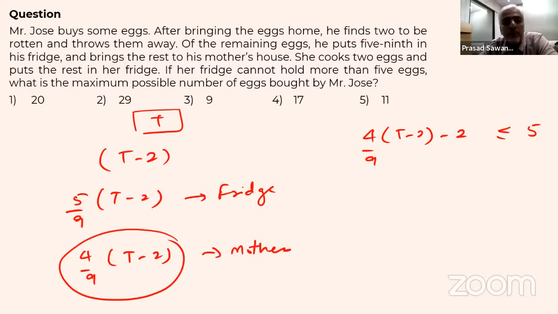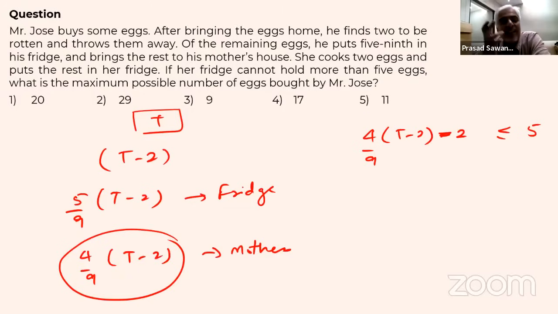What is the maximum possible number of eggs Mr. Jose bought? Now, you can do all this. And if you solve this, you will get the answer also. You want to find t. Let's try by this method. Actually, we'll try by this method afterwards. Otherwise, once you have the answer, it will not be fun.